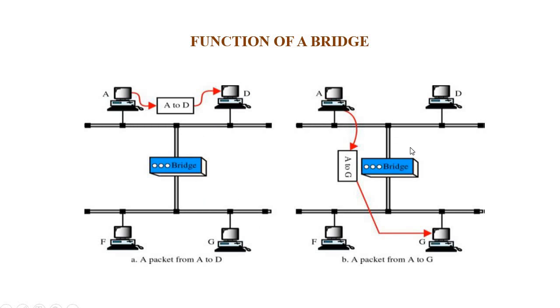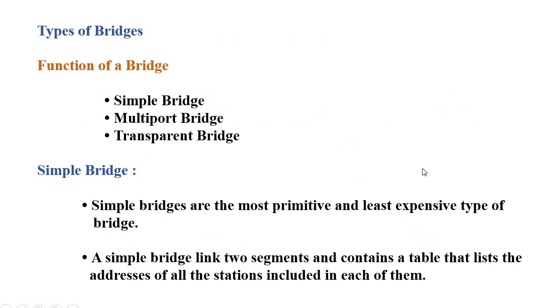So here is another diagram, diagram B, a packet from A to G. A and D is one segment. F and G is another segment, where data is transferred from segment 1 to segment 2, that is, from device A to G. So we are using different bridges: the simple bridge, multi-port bridge and transparent bridge.